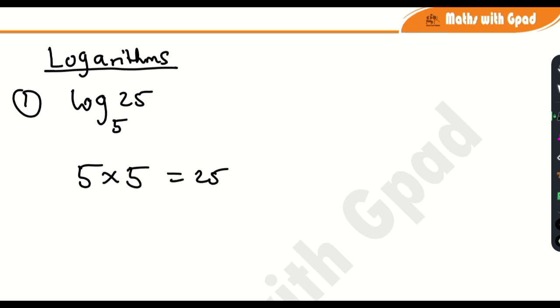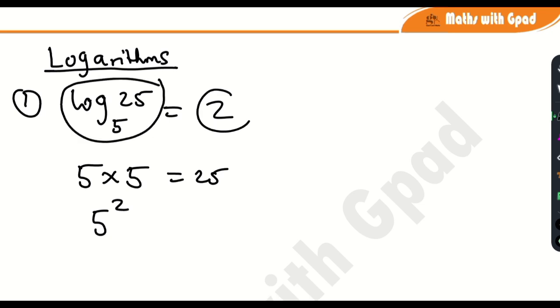So which means log 25 to base 5 is going to be what? 2. Where is the 2 coming from? From the index, because if you write 5 times 5 in index form, you're going to have 5 raised to the power of 2. So this log 25 to base 5 is 2 because the index of this 5 is 2.